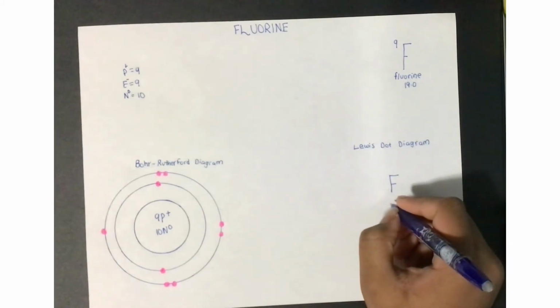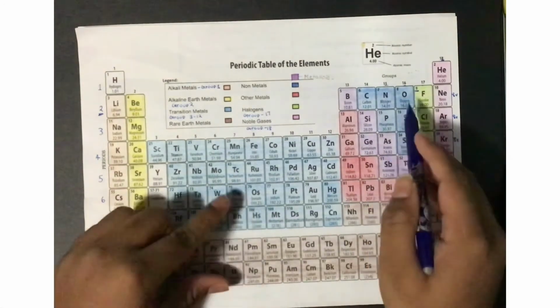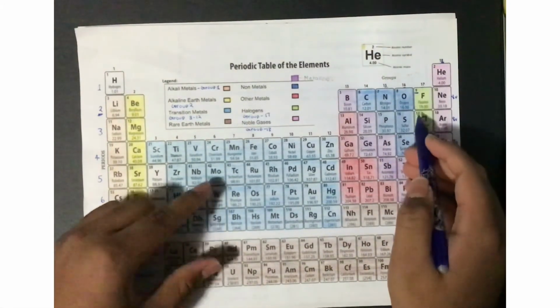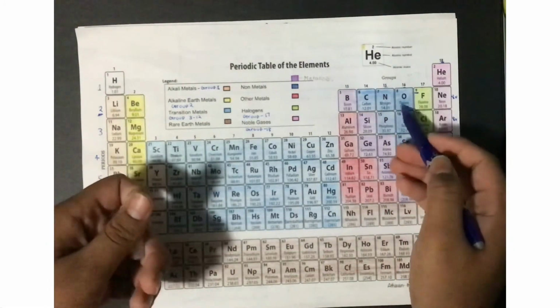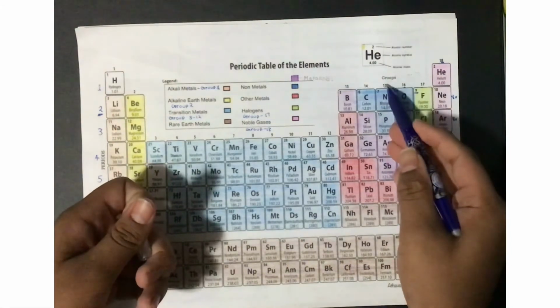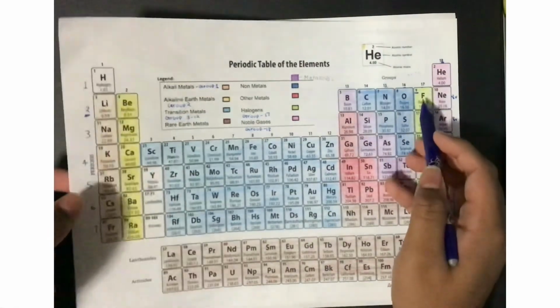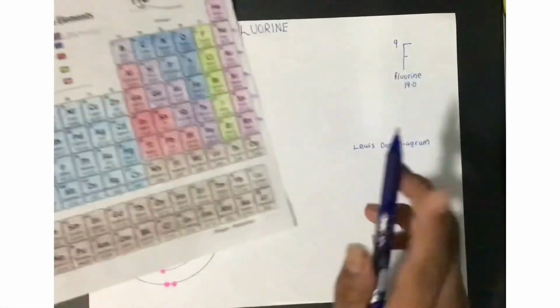So let's get into how to find these valence electrons. The valence electrons are given by the group number. For fluorine it is 17, which means that there are 7 valence electrons. For example, for oxygen there will be 6, for nitrogen 5, for carbon 4, and for boron 3. Since we're doing fluorine, there are 7 valence electrons. So this is one way of finding it.